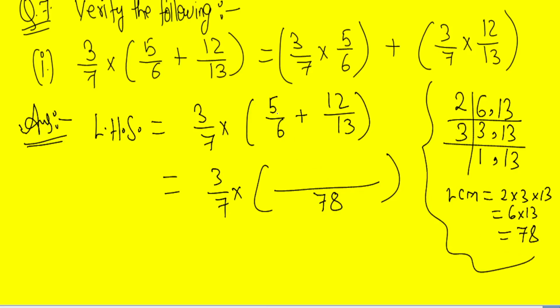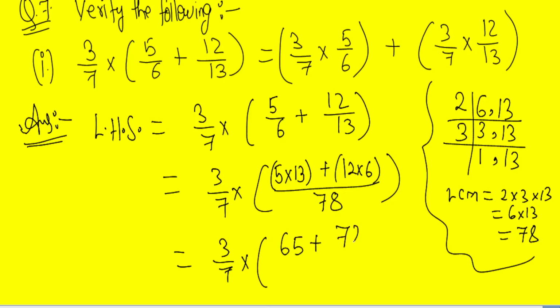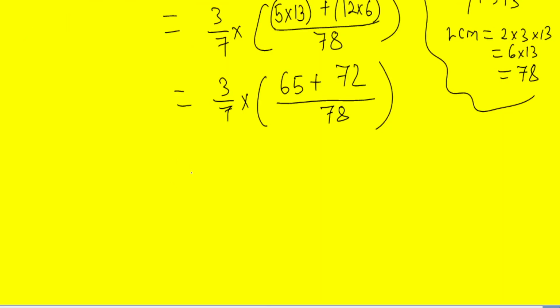Okay. Now 6 will divide 78, so the quotient will be 13. So 5 multiply 13, plus 13 will divide 78, so the quotient is 6. So here it will be 12 multiply 6. Okay. Now 3 upon 7 multiply 5 multiply 13 is 65, plus 12 multiply 6 is 72, upon 78. Clear? Is it clear beta? Now the next step is 3 upon 7 multiply. Now 65 plus 72 is 137 upon 78.